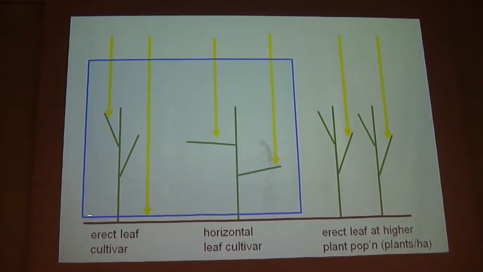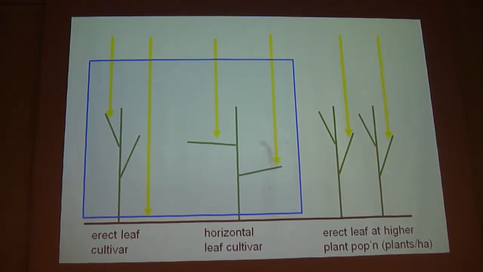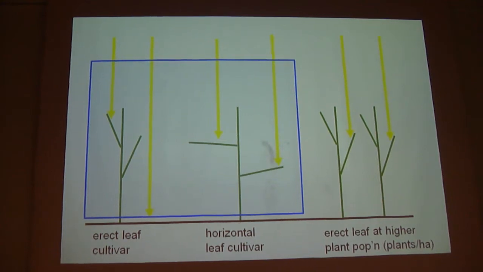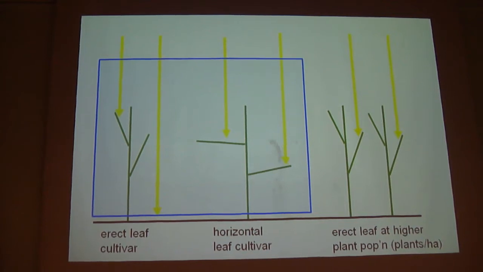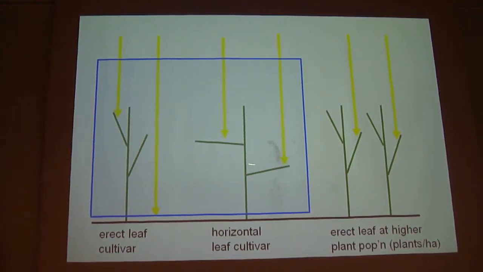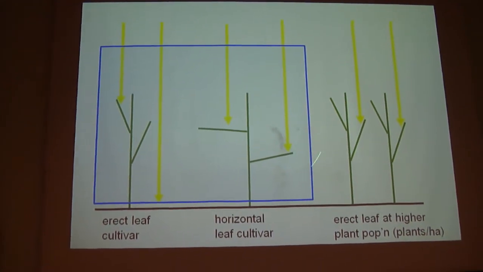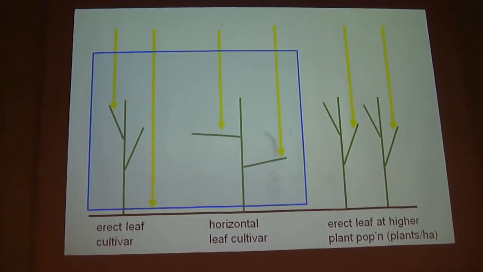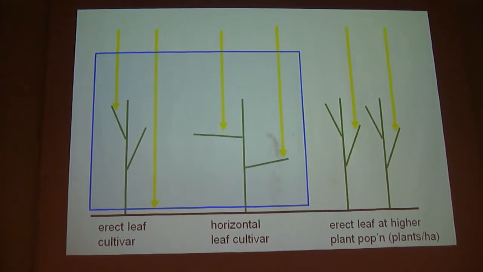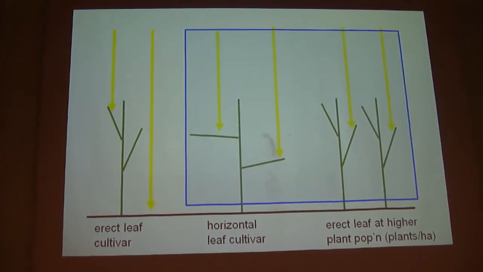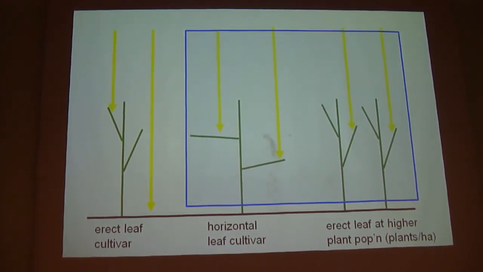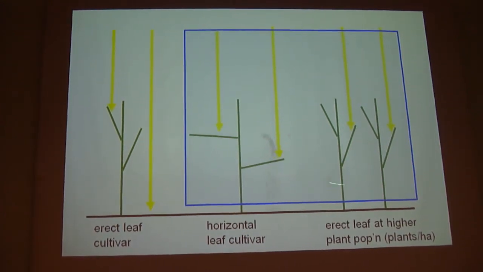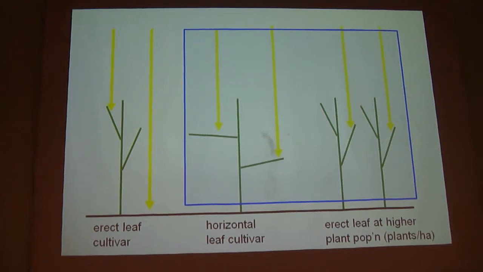It came down here, and you see I've got some water here because this is a rice paddy. It evaporated some water, wasted water that was not contributing to photosynthesis, whereas a horizontal leaf cultivar spread its leaves out more and intercepted more of the solar radiation. But we can achieve the same end with erect leaf cultivars simply by growing them at a higher plant density. So here we have complete light interception by the erect leaf cultivar, spreading the light over a larger area.